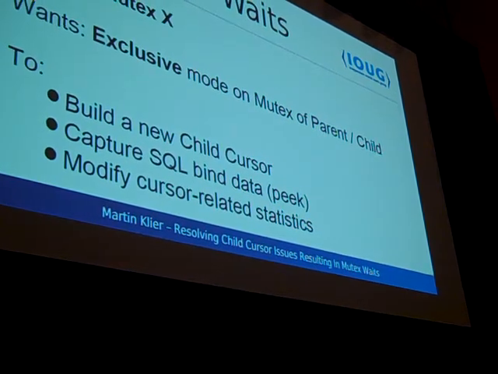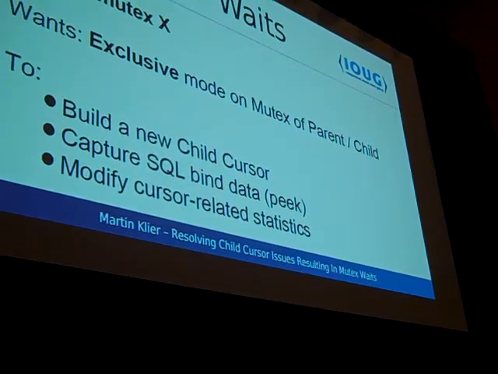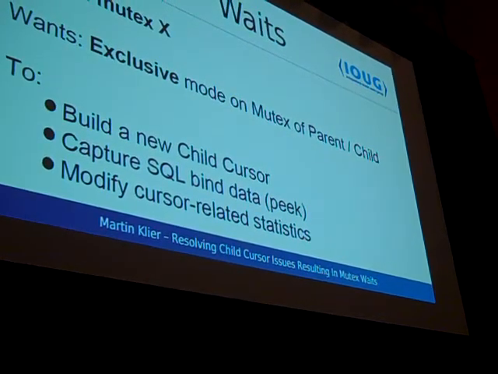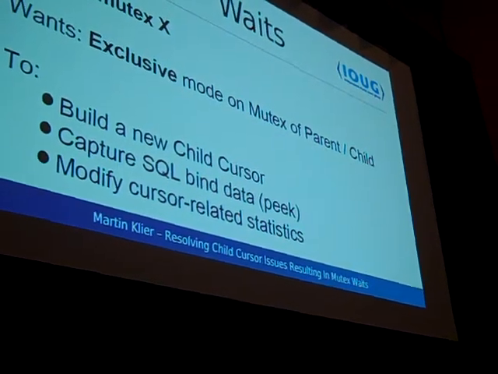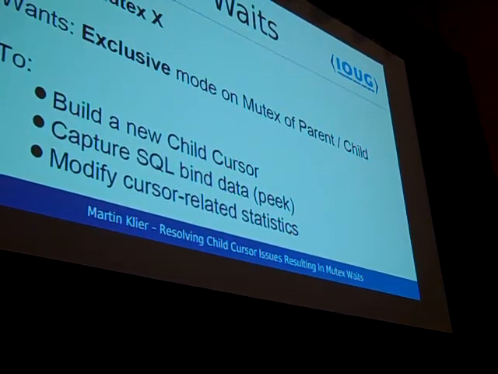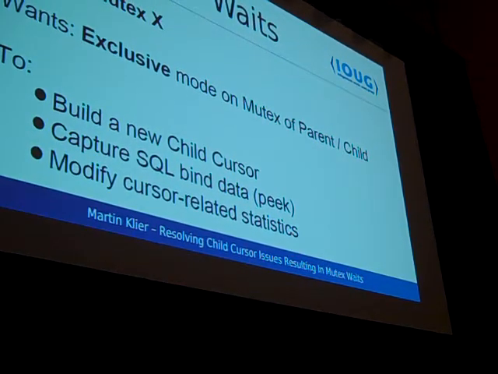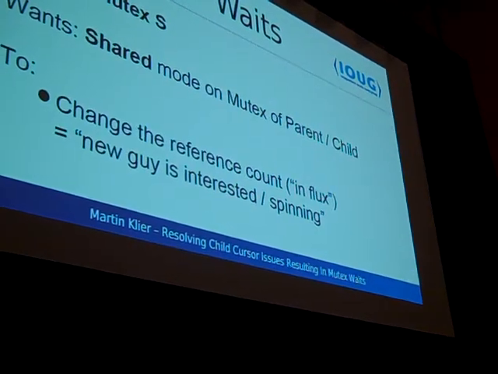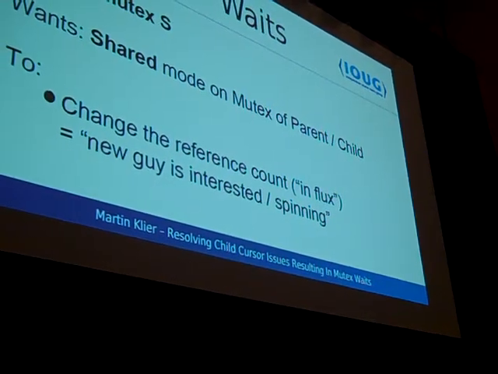And if we are modifying cursor-related statistics, hit counts and so on, then we have an exclusive lock and nobody else can manipulate it. This is a manipulation mutex, for usage and manipulation mutex. We will see another type as well. Another manipulation and usage mutex is the shared mutex. Wait event.